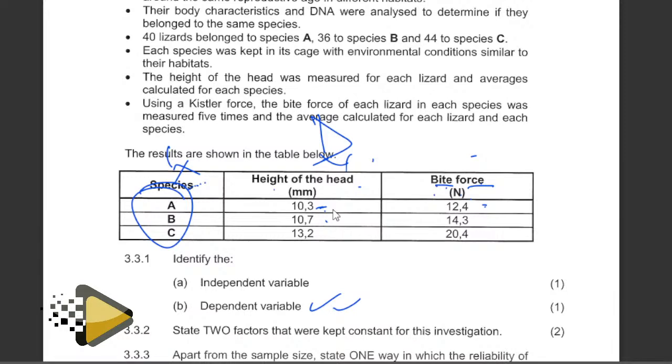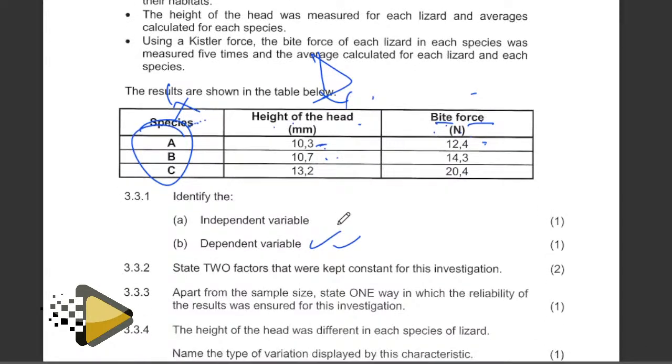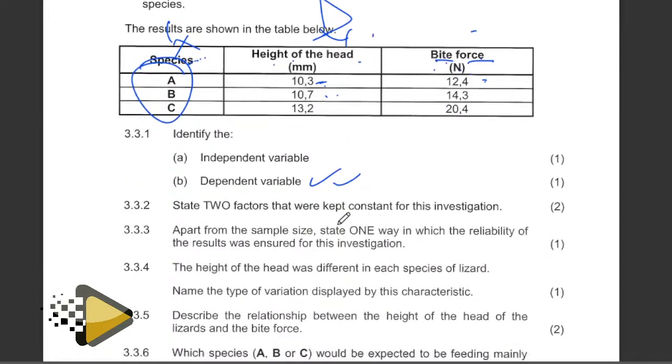But I hope they also credit those people who wrote the height of the head, because if you are to plot a graph, you'll find out that this is A, this is B, this is C, and then these two will have two graphs in that case, whereby this is the independent. And someone is talking about full marks by Darwin, that great man.